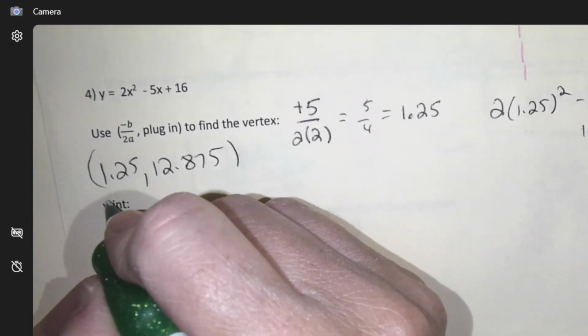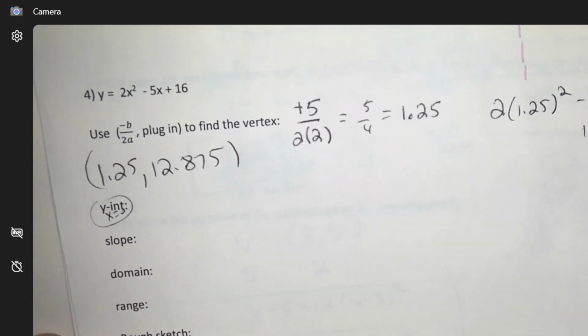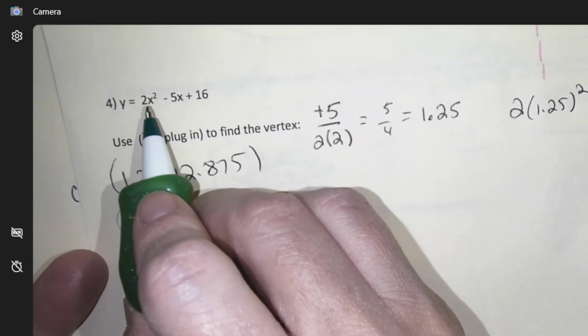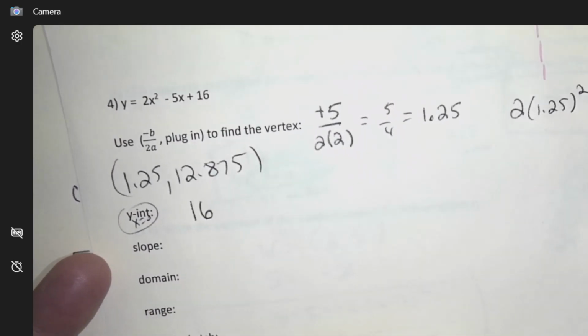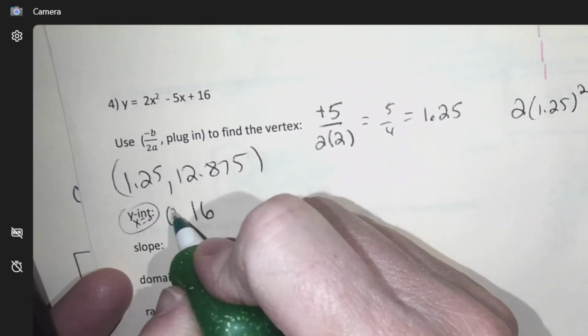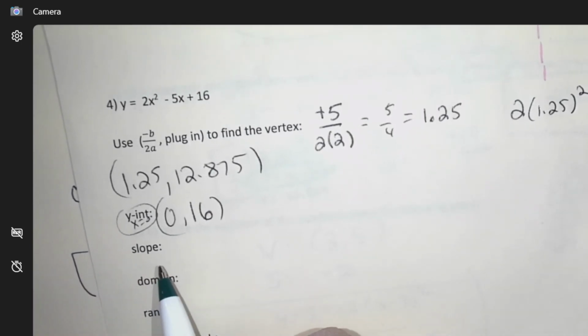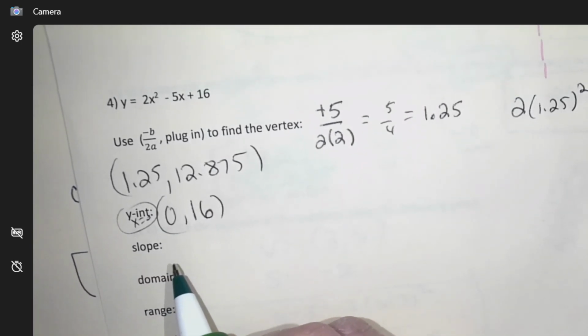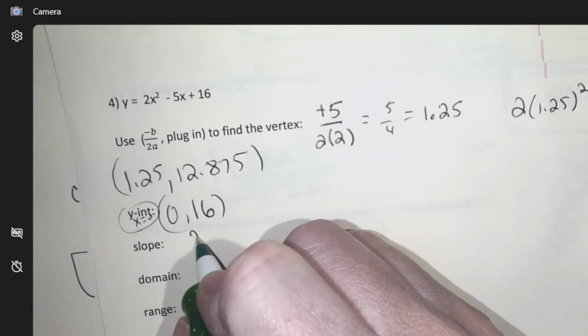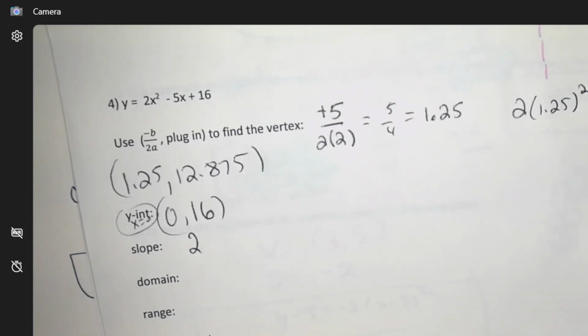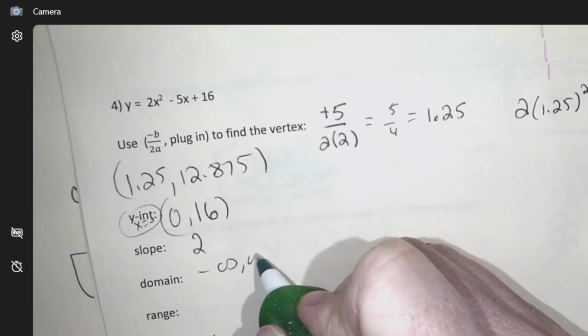Okay, the y-intercept, so where x is 0. Boom. No x, no x. We would be at 16. Slope, how many x squareds? What's your multiplier? 2. Domain is forever.